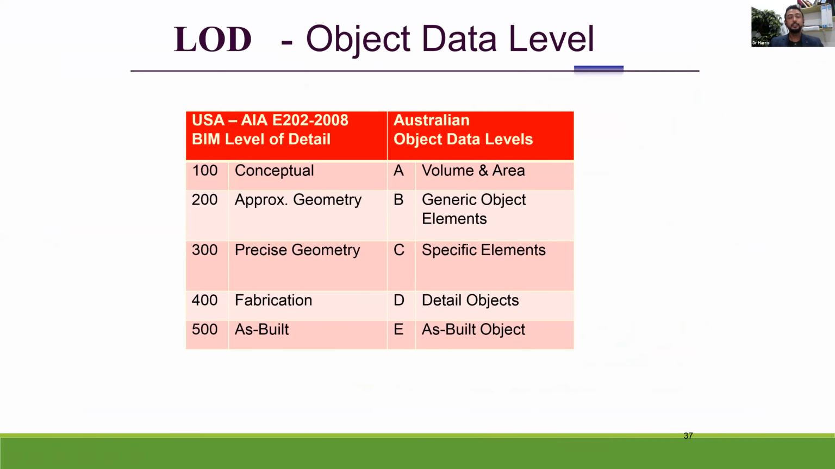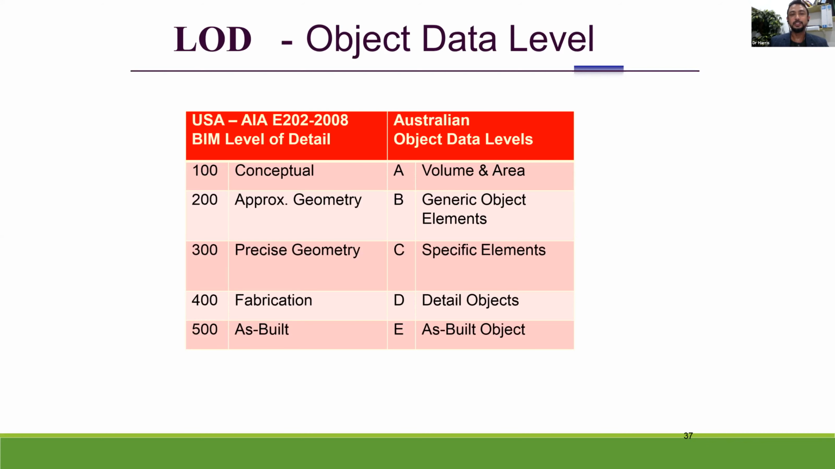And another term that you need to know is the LOD. I'm sure you already heard about level of detail, level of development. In order to know what is level of development, you can see that in the AIA document E202-2008 from the US, American Institute of Architects, they produce the level of detail based on LOD 100, 200, 300, 400, and 500. 100 is referred to the conceptual, 200 approximate geometry, 300 precise geometry, and so on.